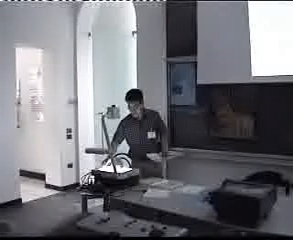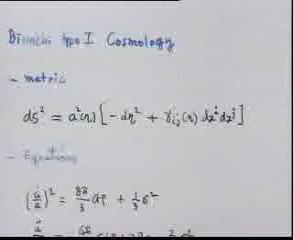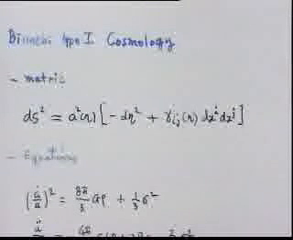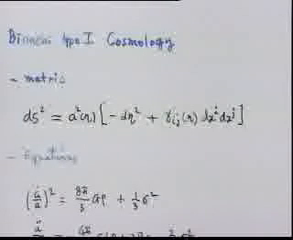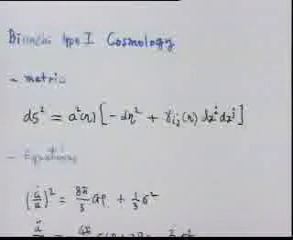First of all, I would like to begin with some review of Bianchi type 1 cosmology. The metric of Bianchi type 1 can be written in conformal form like this. Eta is the conformal time, and gamma ij is the conformal metric of the spatial part.